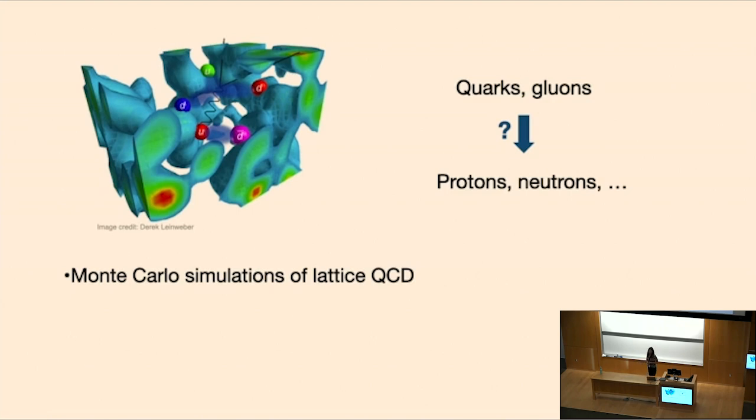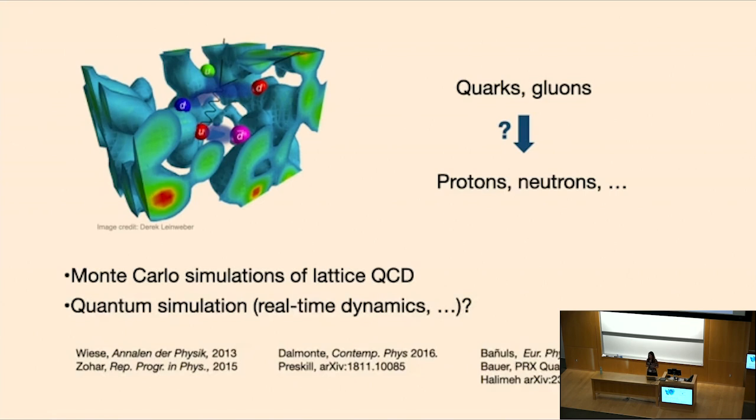It allowed for the calculation of masses of protons and neutrons. It allowed for the calculation of many properties of quantum chromodynamics. And more recently, there has been a lot of interest in trying to understand if this classical Monte Carlo simulation can be complemented by quantum simulation.